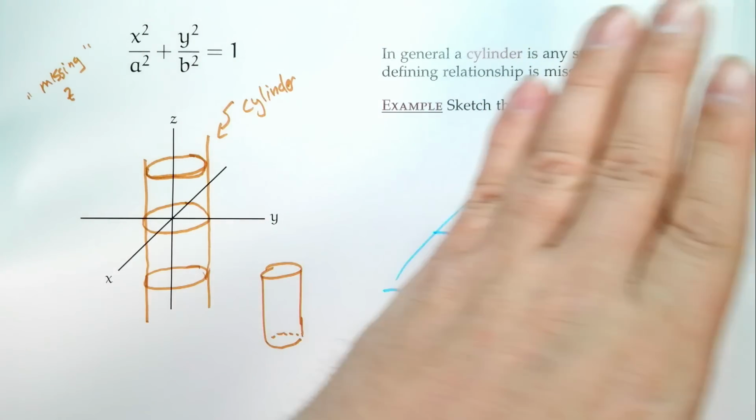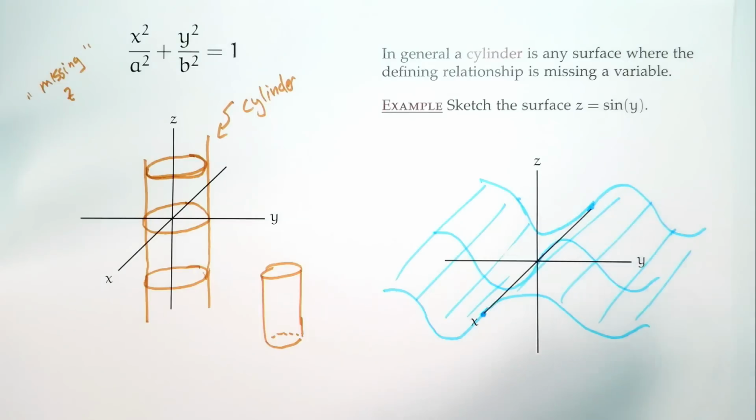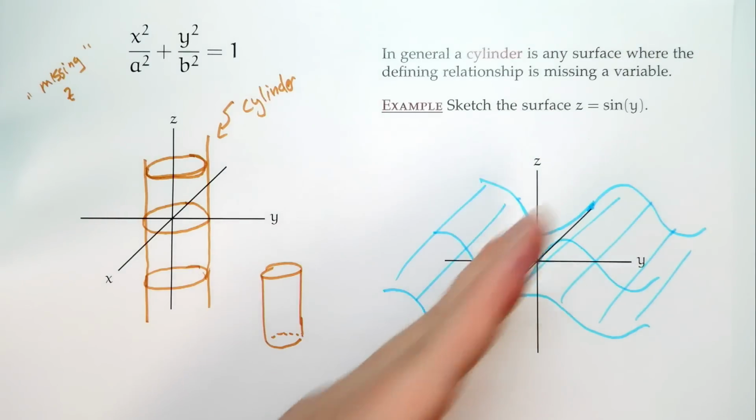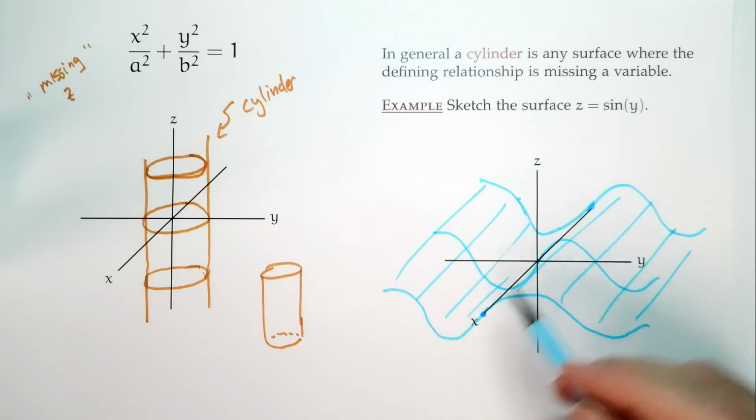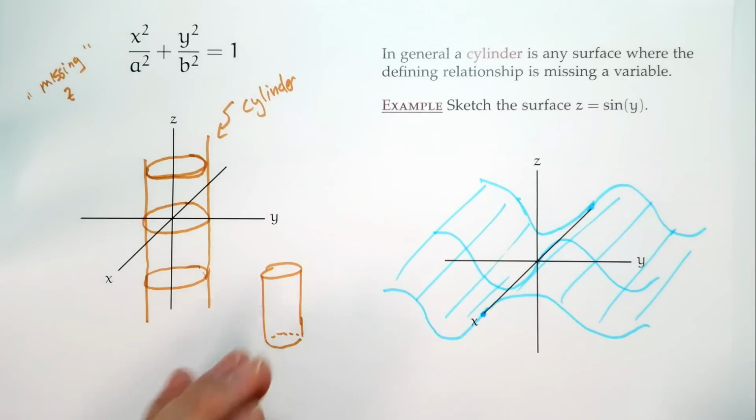And it's rolling along, no x dependence. So if I move in the x direction, it's always just a flat line. So it's like a goalie here. Flat goalie. So that's an example of a cylinder.